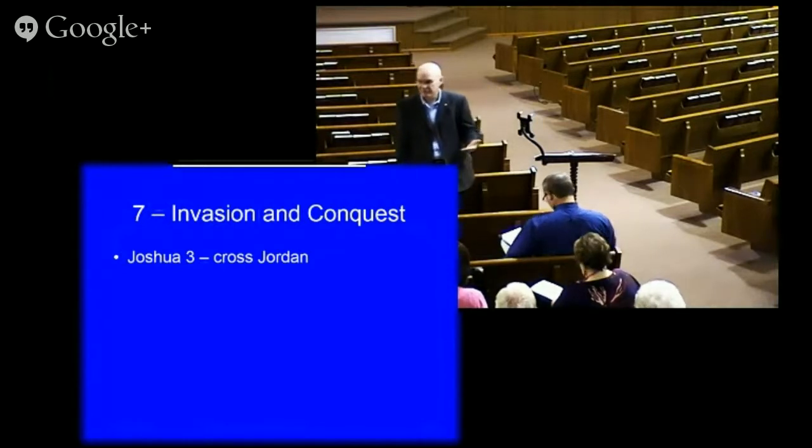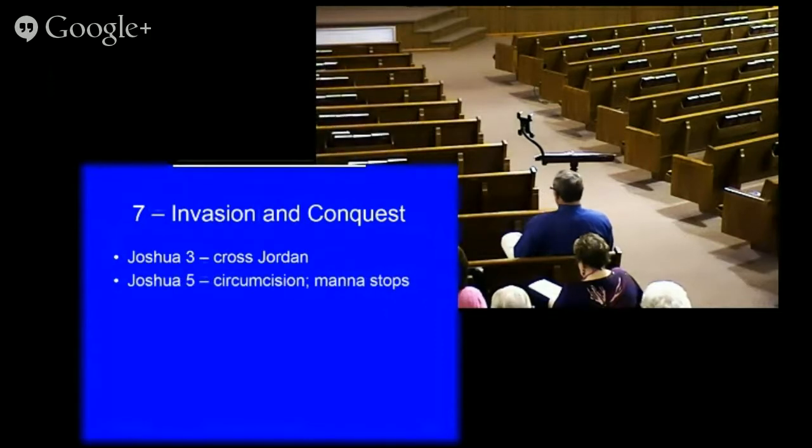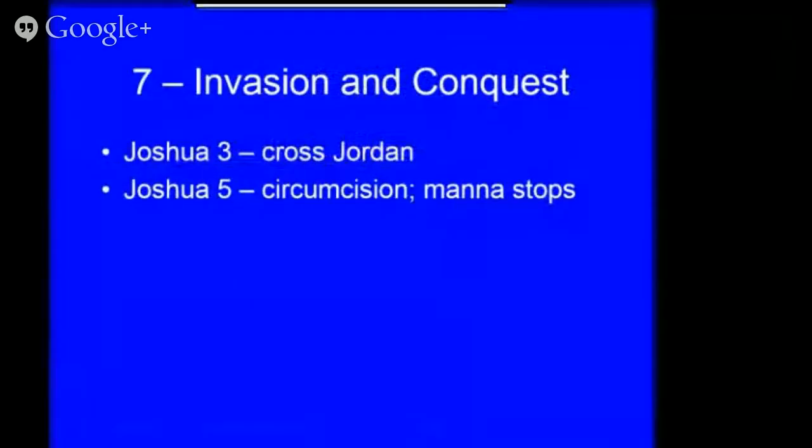So, chapter 3 of Joshua now. They cross the Jordan. Chapter 5, circumcision is put back in. We'll talk about that this quarter with Abraham, when circumcision was given. They hadn't practiced it during this time, and now they started back up. The manna stops. Why? God fed them with manna during the wilderness wanderings. That time's coming to an end. What's the land of Israel? Flowing with milk and honey. Remember those words? They don't need the manna anymore.